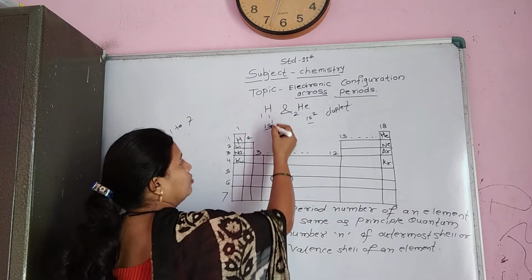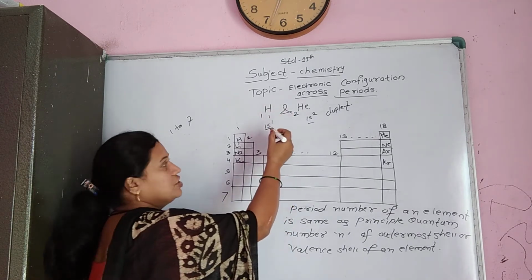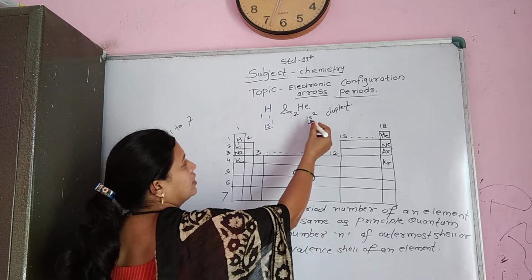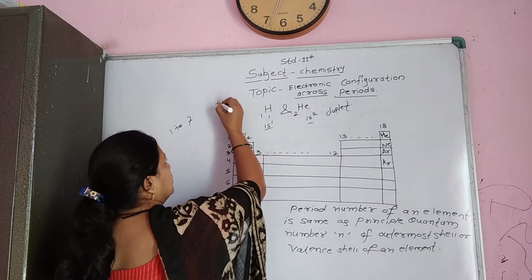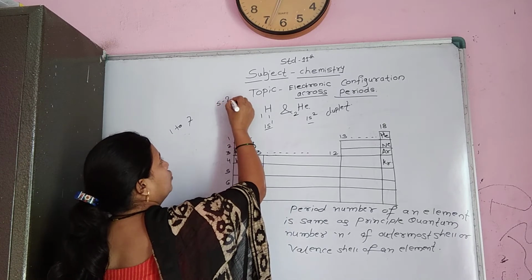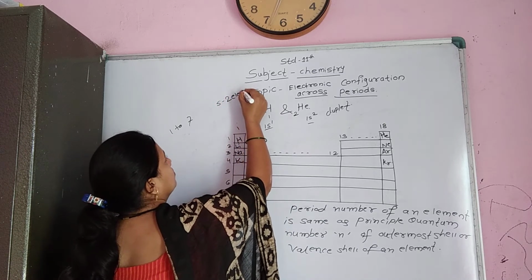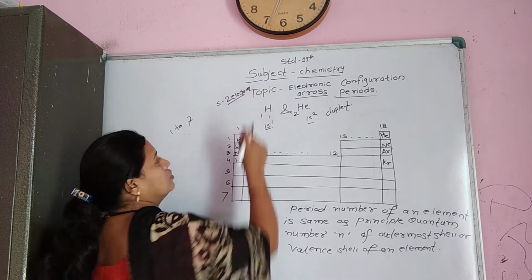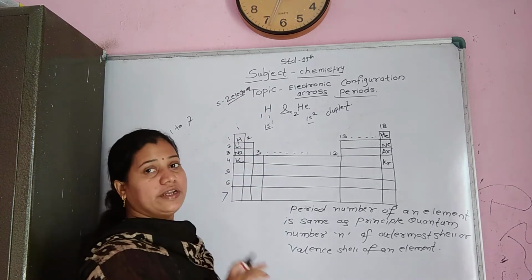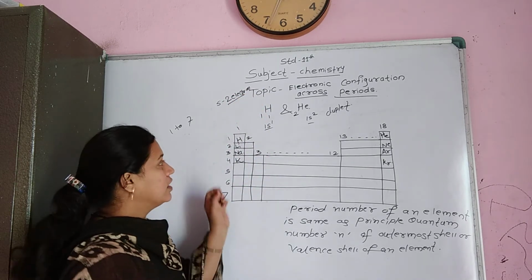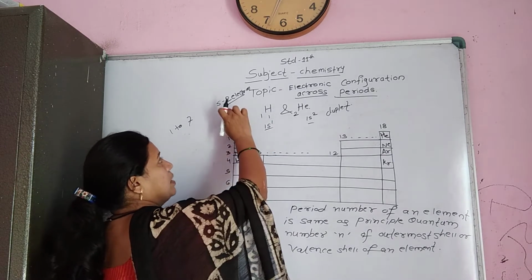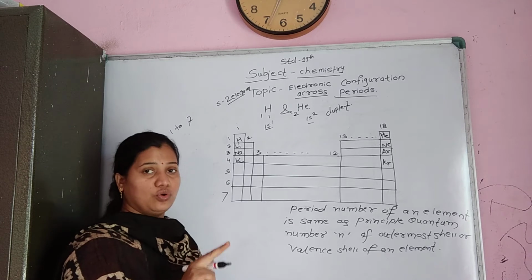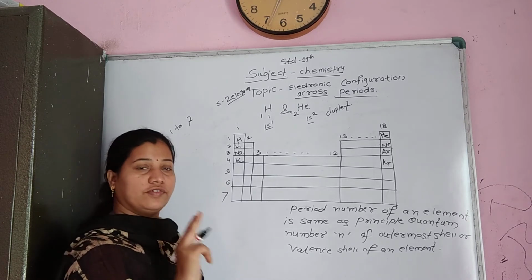Hydrogen has atomic number 1 and its electronic configuration is 1s1, and helium has electronic configuration 1s2. The first shell has a maximum capacity of 2 electrons, so the first shell gets completely filled along the first period. So two elements are present in the first period.